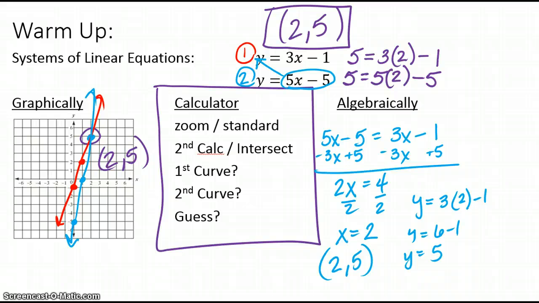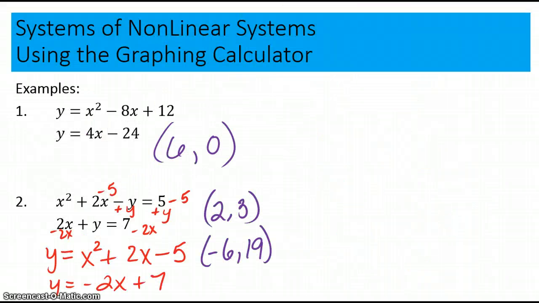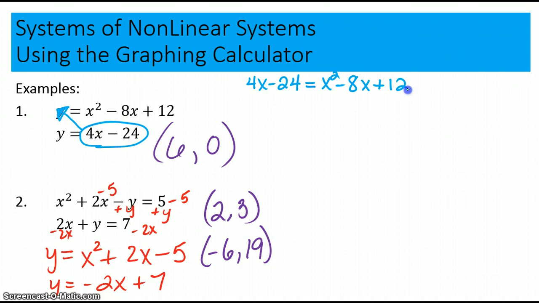So let's go through, and we're going to go back through the note sheet from yesterday. We're going to go back through the problems from yesterday, and we're going to do all of these algebraically. Okay, so looking at number 1, again, we're going to use substitution, and what we're going to do is take 4x minus 24, because that equals y, and if 4x minus 24 equals y, then I can take out that y, and in its place, I can put 4x minus 24, because y and 4x minus 24 hold the same value. So now I have 4x minus 24 equals x squared minus 8x plus 12.